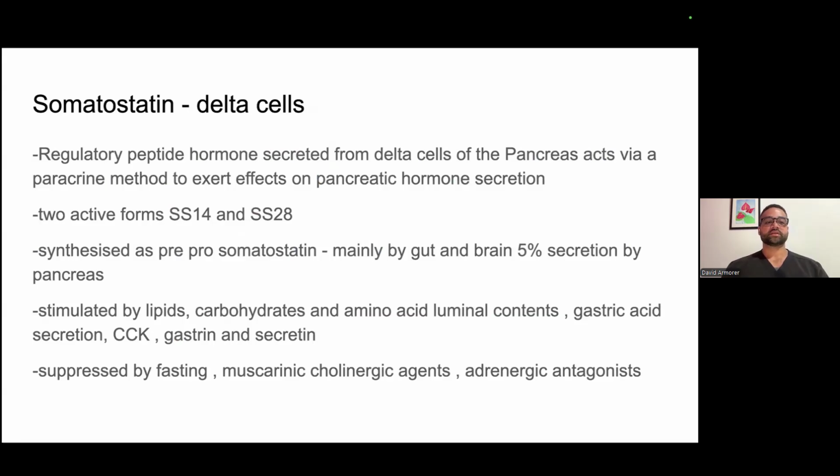So essentially, it's secreted in two forms, SS14 and SS28, and it's synthesized as pre-prosomatostatin, mainly by the gut and the brain, but 5% of it is secreted by the pancreas. And it's stimulated by lipids, carbohydrates, amino acids, luminal contents, gastric acid secretion, cholecystokinin, gastrin, and secretin. It's suppressed by fasting, muscarinic cholinergic agents, and adrenergic antagonists.